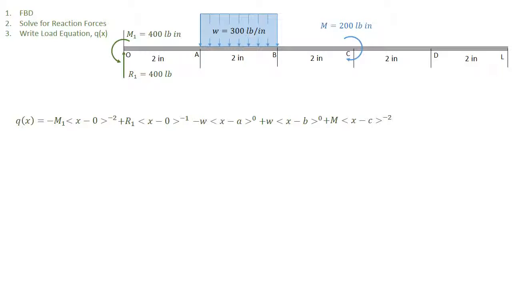At C, we have a concentrated moment. So again, here's our to the minus second for the singularity function, and again it's turning on at C. And then we have a concentrated force in the upward direction located at D, and we use the impulse singularity function.